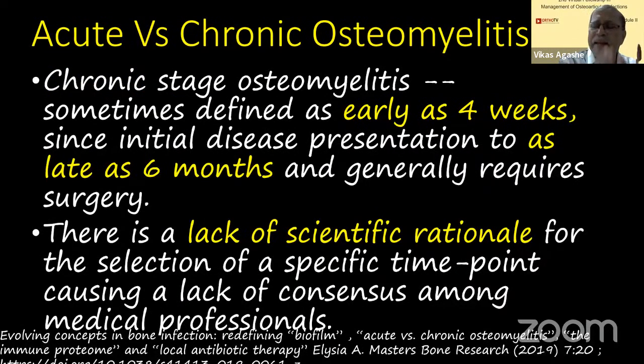There is hardly any time that can be defined as acute changing into chronic. It is sometimes defined as early as 4 weeks since the initial disease or as late as 6 months, and generally requires surgery. So there has been a lack of scientific rationale for the selection of a specific time point, causing a lack of consensus among medical professionals. That means there have been several definitions of or criteria for acute and chronic as far as time is concerned.